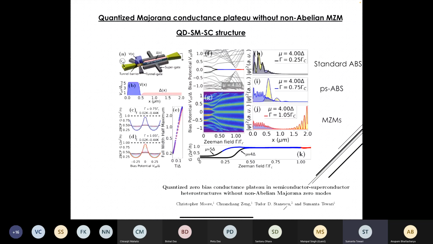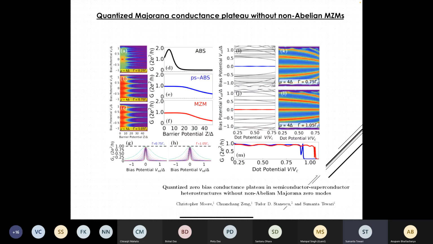And using these partially separated Majorana, partially separated Andreev bound states, we could explain all the experimental findings. This is the 2e²/h zero bias peak height as a function of Zeeman field, and you can see the plateau. So this is quantized. This paper was "Quantized Majorana conductance plateau without non-abelian Majorana zero modes." Over here you can see the quantized conductance plateau at 2e²/h as a function of the dot potential. And this is as a function of the tunnel barrier height, barrier potential. You can see the plateau. This is for Majorana fermion. This is for partially separated Andreev bound states.